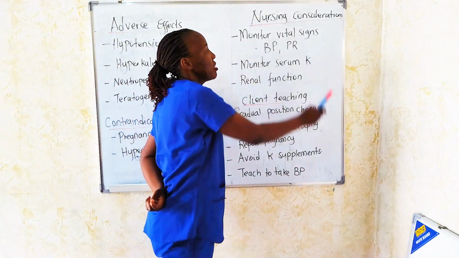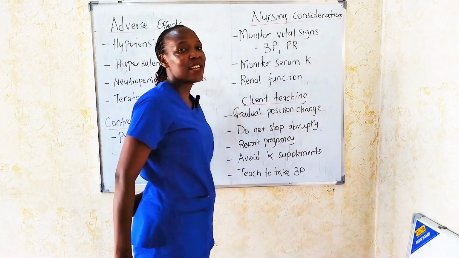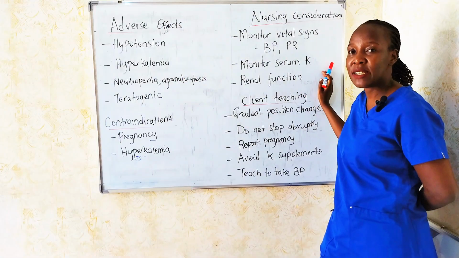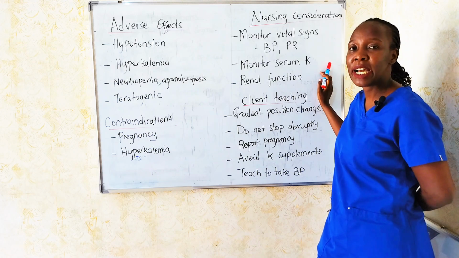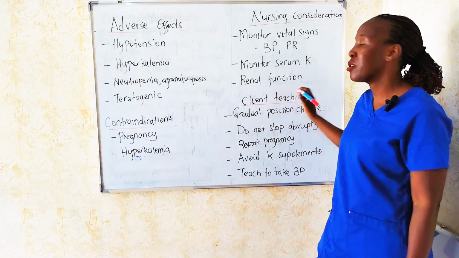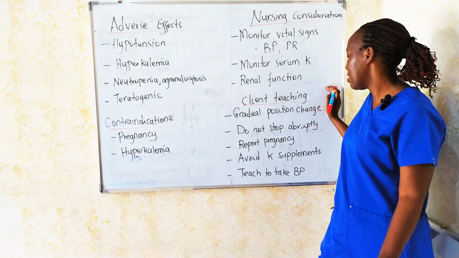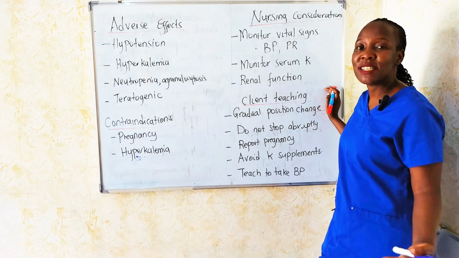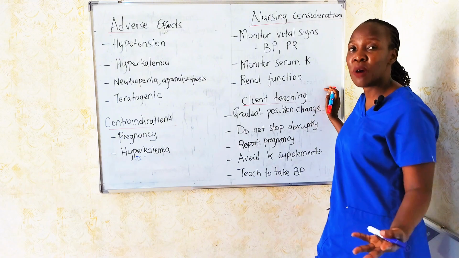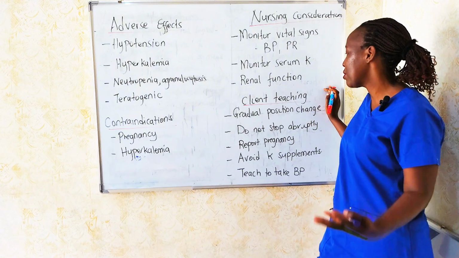The nursing considerations, of course, are going to be informed by what these drugs produce. So we want to monitor the vital signs, especially the blood pressure and then the pulse rate. We also monitor serum potassium because hyperkalemia is toxic to the heart. You may end up with an arrhythmia. We need to monitor the renal function, BUN, and then creatinine. At the same time, we also want to exercise caution in case the client is on any other blood pressure lowering drug because then we may have additive hypotension.